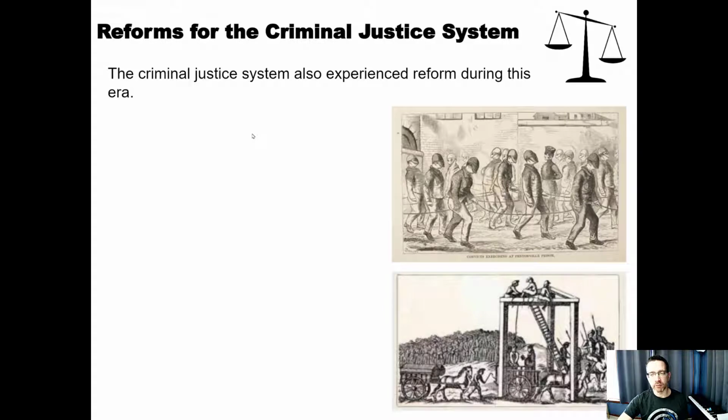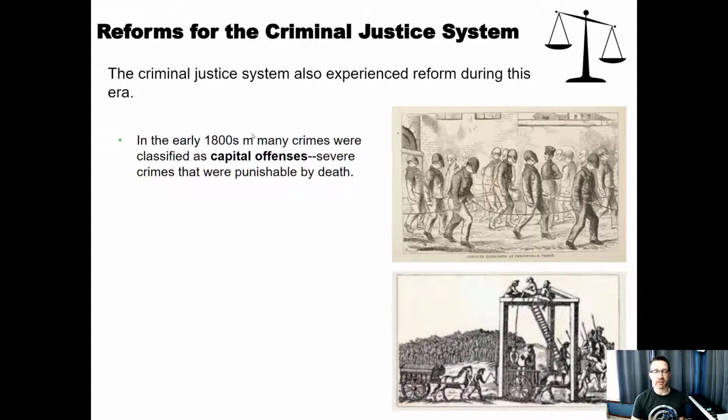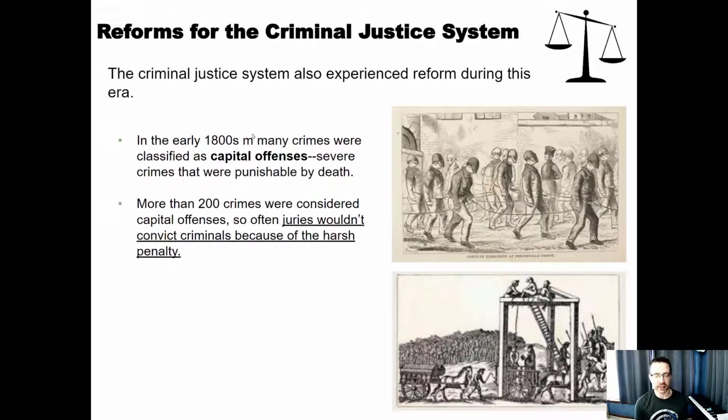Okay. We also see reforms in the criminal justice system. You've probably heard of Australia and New Zealand being penal colonies. Like, what is that, right? But to back up a second, punishment, being in jail the rest of your life is horrible. But back in the early 1800s, there were these capital offenses. They were like petty crimes, small crimes that were considered capital punishment, meaning you could be put to death for it. So there were over 200 crimes. It could be something smaller, and you could be put to death for it.